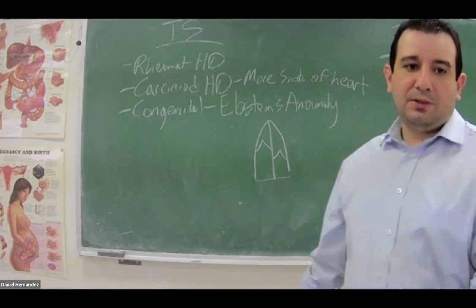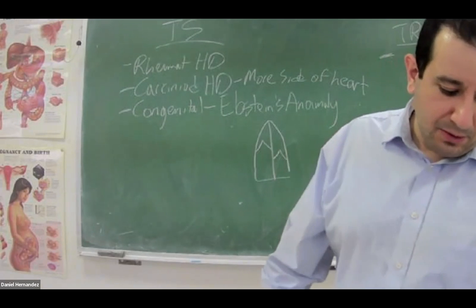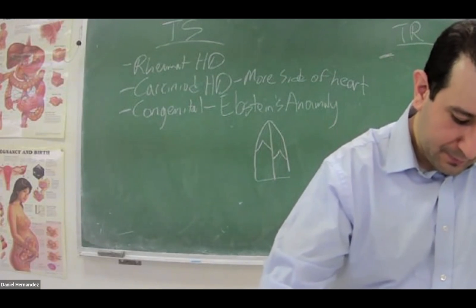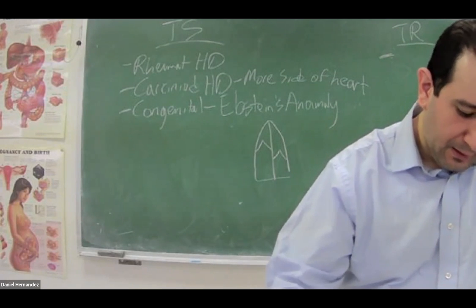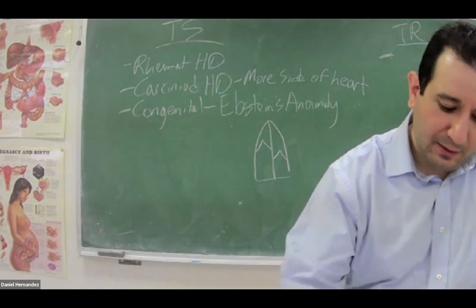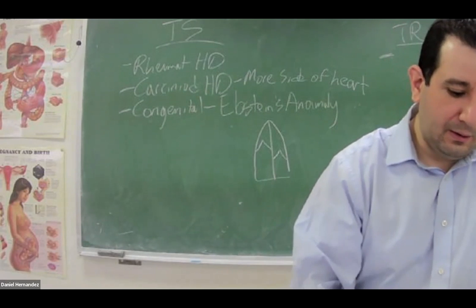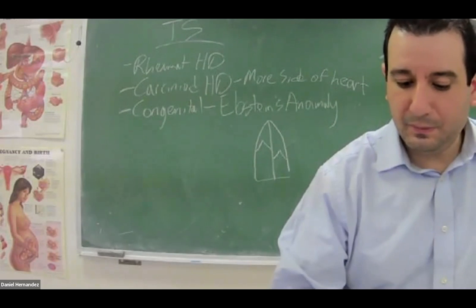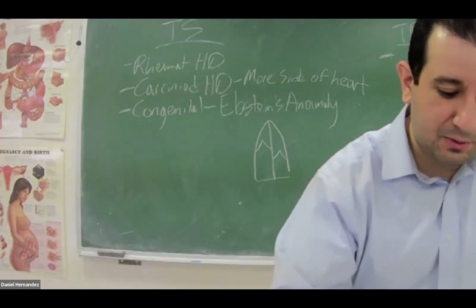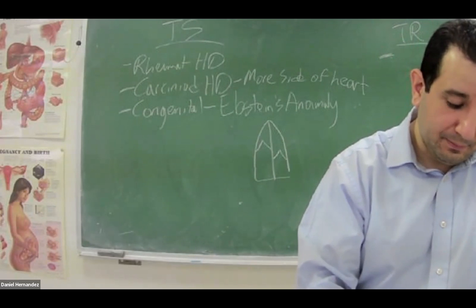We can also see tricuspid regurge as a result of rheumatic heart disease as well. We could also see it as a result of endocarditis, vegetations. So if we see vegetations on the right side of the heart, we can raise the suspicion of potential intravenous drug abuse being a cause of that.